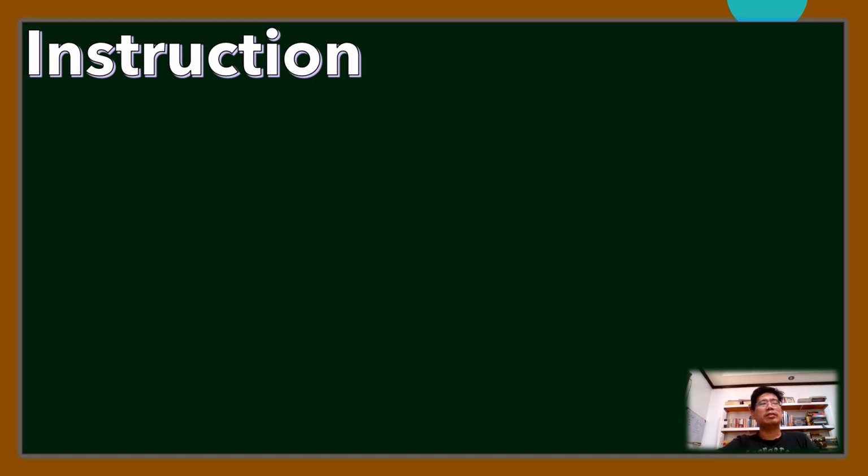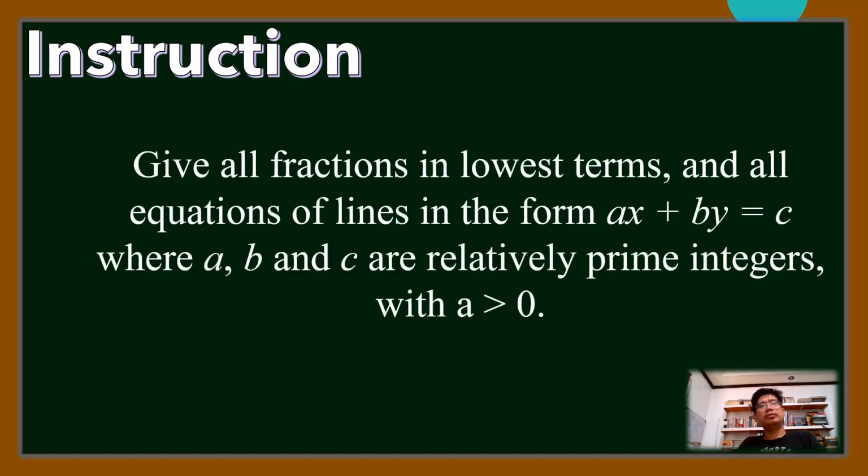Let's have the instruction. Give all fractions in lowest terms and all equations of the lines in the form ax plus by equals c, where a, b, and c are relatively prime integers with a greater than 0.